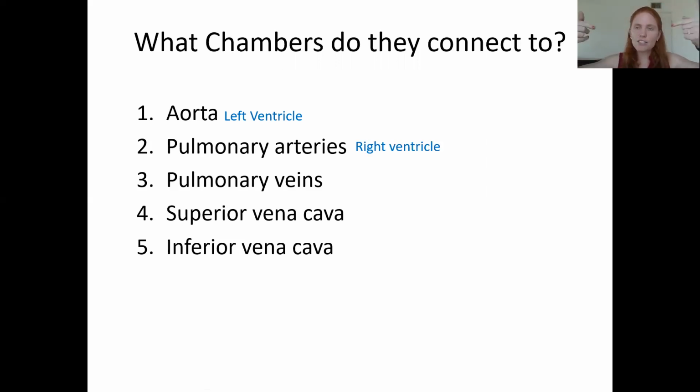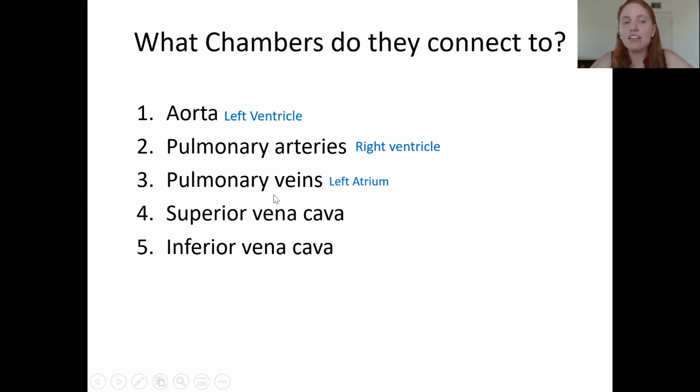And then if it's a vein, the pulmonary veins, it has to be connected to an atria. Okay, so veins connected to an atria. Which atria though? So if it's coming back into the heart, that's going to be the left atrium. Okay, now vena.